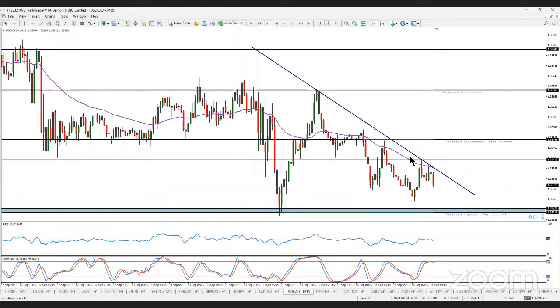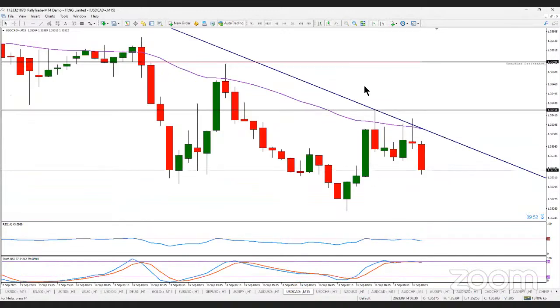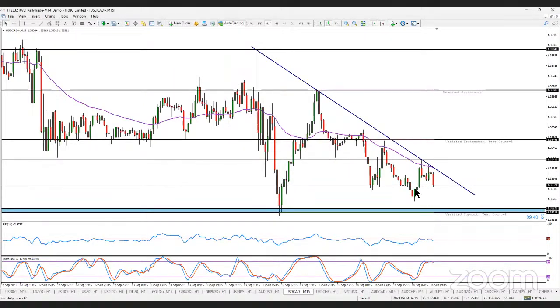Look at what's happening here. You have this line acting as a resistance. You have the trend line also acting as a resistance. And then you have the moving average, all acting as resistance. So this is resistance blocking price. And look at this, an inverted hammer right on this moving average and on this trend line. So an instant sell on USD CAD down to this verified support is good.